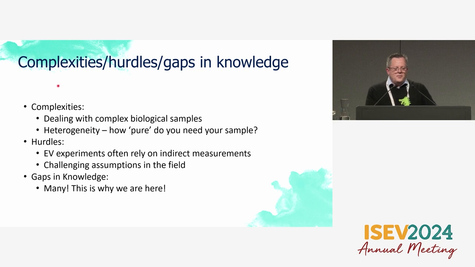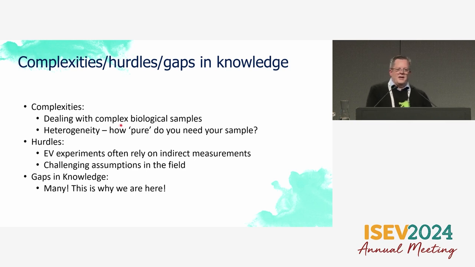There's also lots of complexities, hurdles, and gaps in knowledge. Well, with complexities, dealing with EVs, we're dealing with very complex biological samples. Some are simpler than others, but we are trying to isolate things out of complex biological materials, be it cell culture supernatants, tissues, or bodily fluids. And also, and this was covered a lot this morning, around heterogeneity. We all know it exists, but how important is heterogeneity to your experiments or what you're trying to do? So how pure do you need your sample for your application?